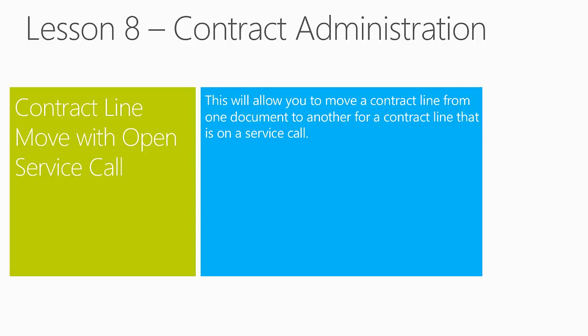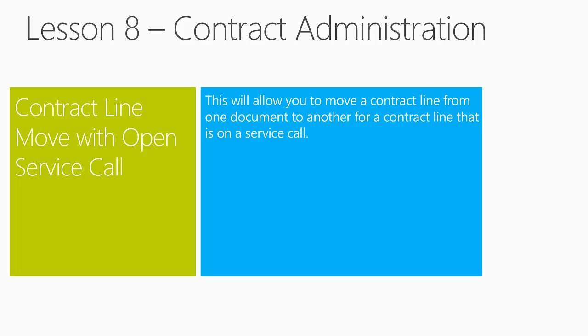Now under Contract Administration, we have Lesson 8, Contract Line Move with Open Service Call. This will allow you to move a contract line from one document to another for a contract line that is currently on an existing service call. The system will search for any open service call and update the call as needed. It will also accurately display the customer and the billing percentages on the service call to reflect the new contract information. The call will not be updated when the following situations are true.